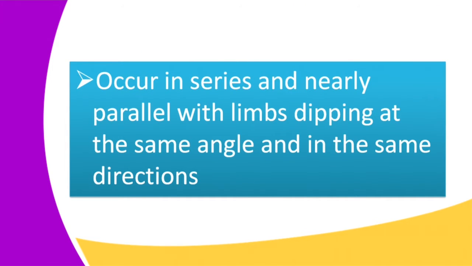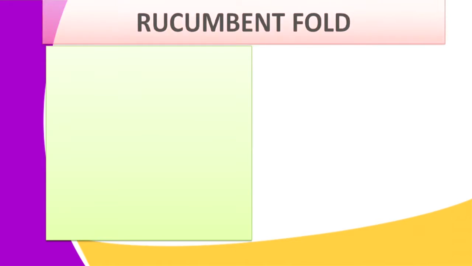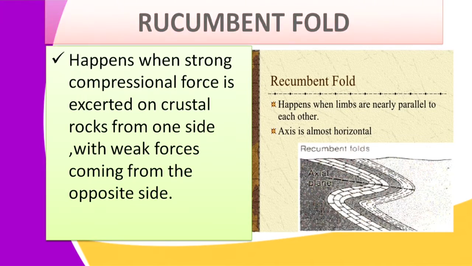We have the recumbent fold. So the recumbent fold happens when strong compressional forces are exerted on crustal rocks from one side with weak forces coming from the opposite side. Here is an image of the recumbent fold.